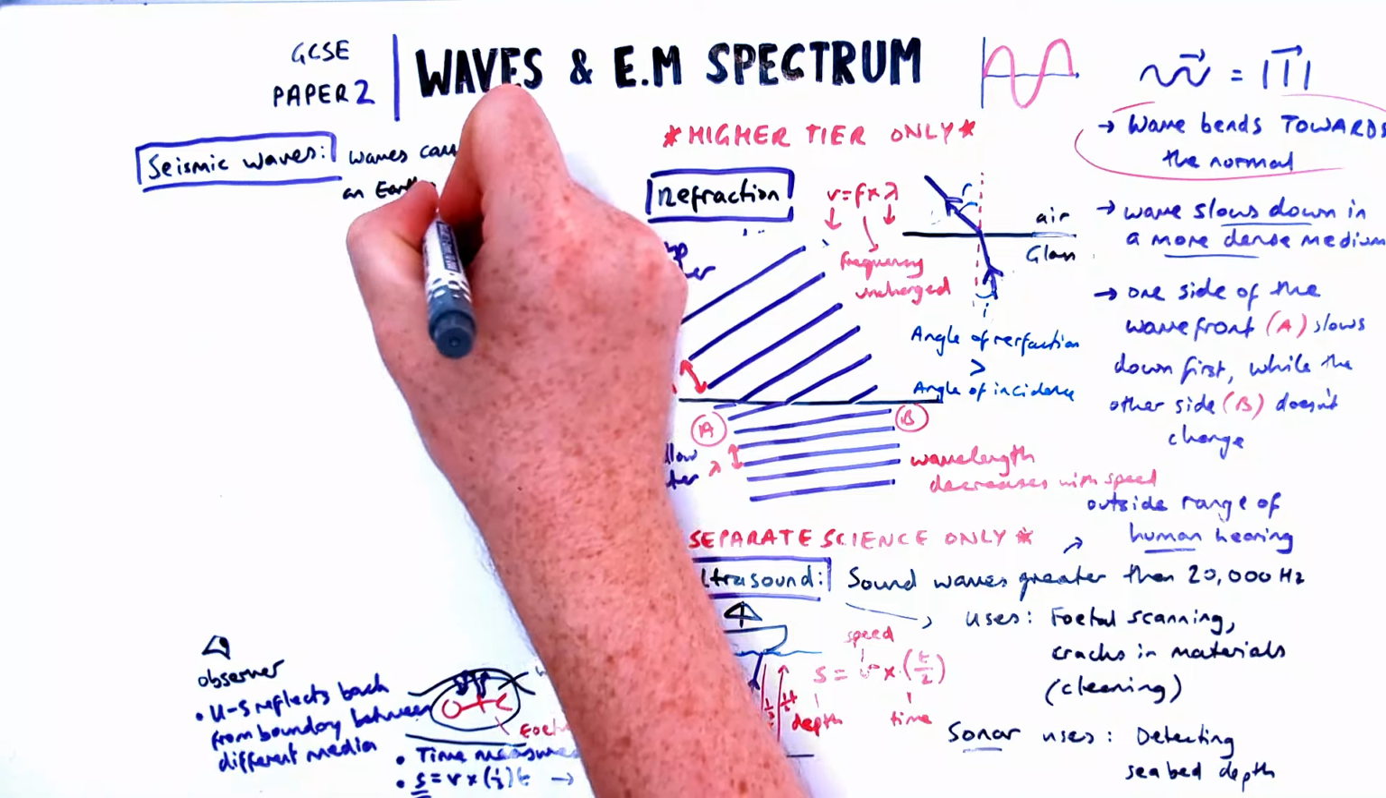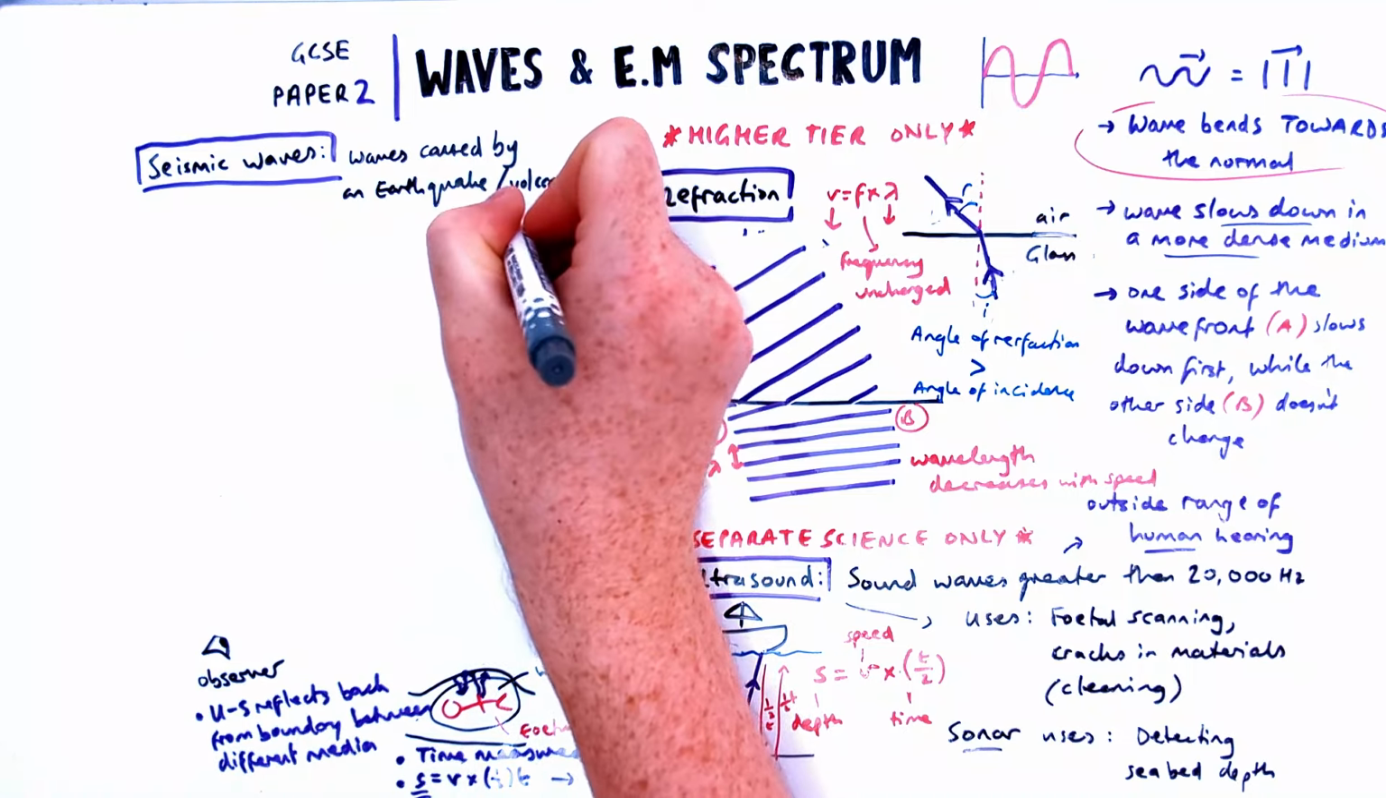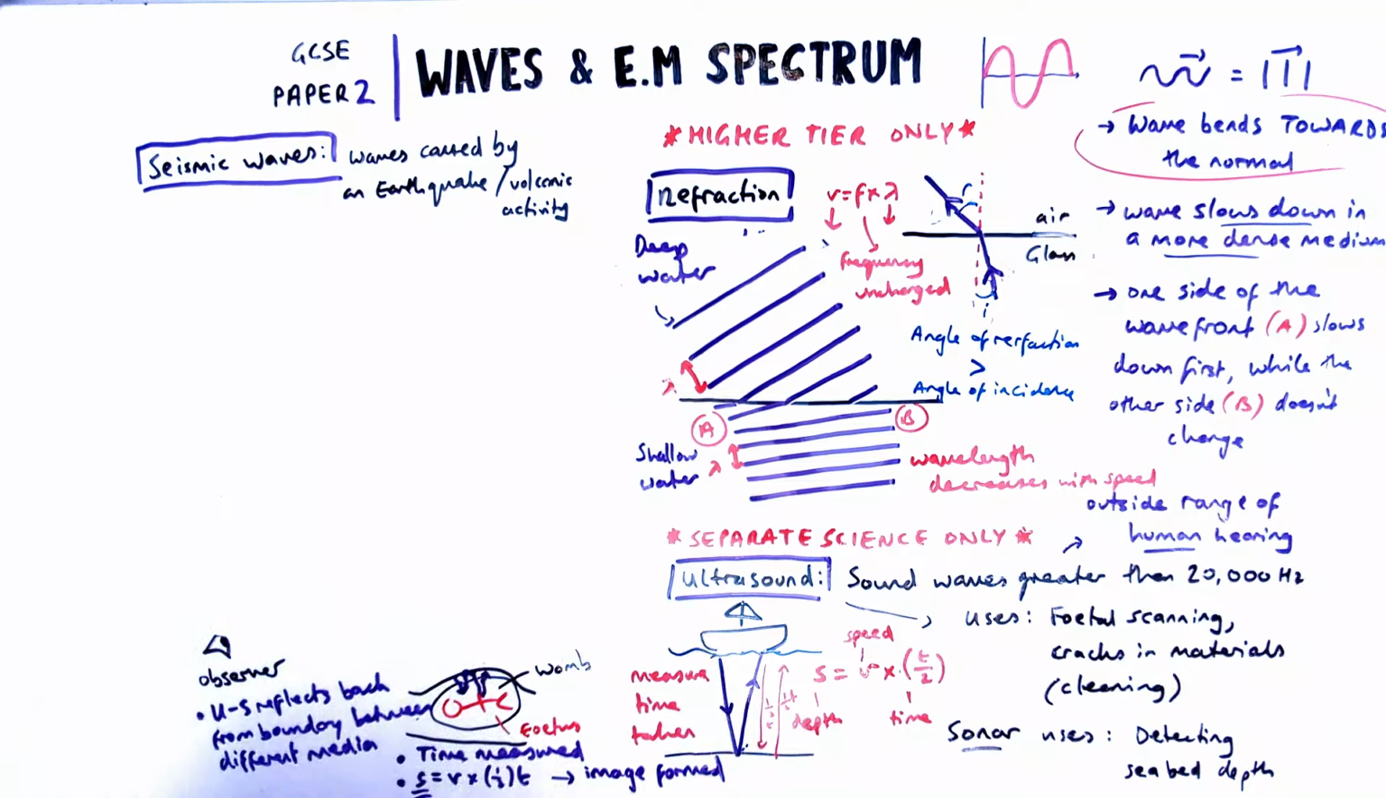Lastly, for this little section, let's look at seismic waves. Seismic waves are waves caused by an earthquake or some sort of volcanic activity.